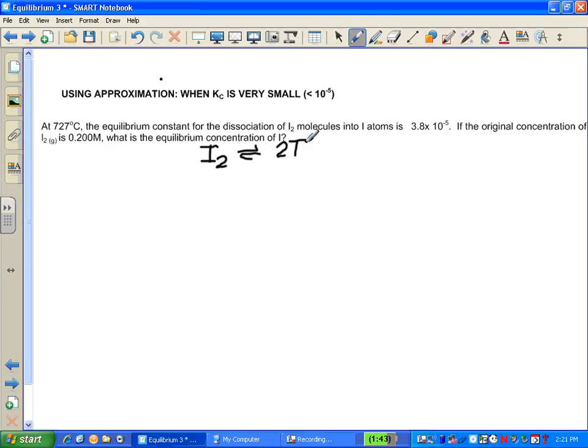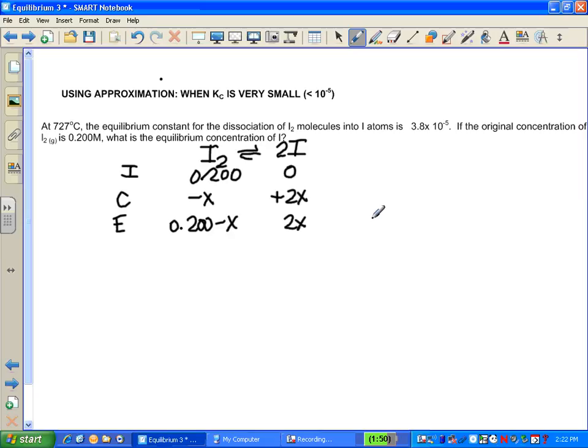This equilibrium describes the dissociation of I2 molecules into 2I. It gives us the initial concentration of the I2 as 0.200. The I has an initial concentration of 0. The changes with respect to x: the 2I must increase by some value 2x, and the I2 is going to decrease by x, reflective of the stoichiometry of the balanced chemical equation.